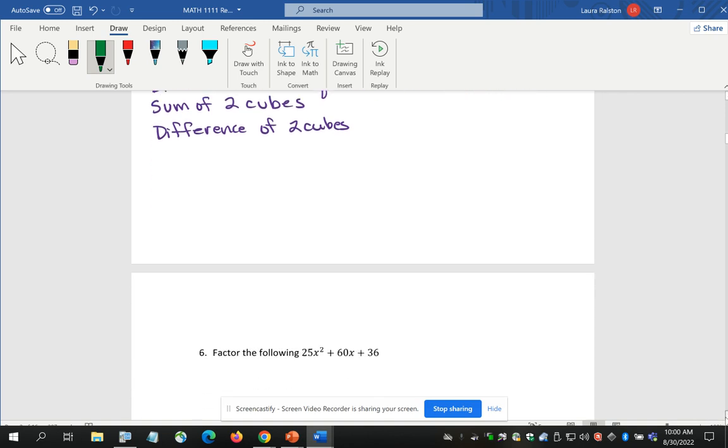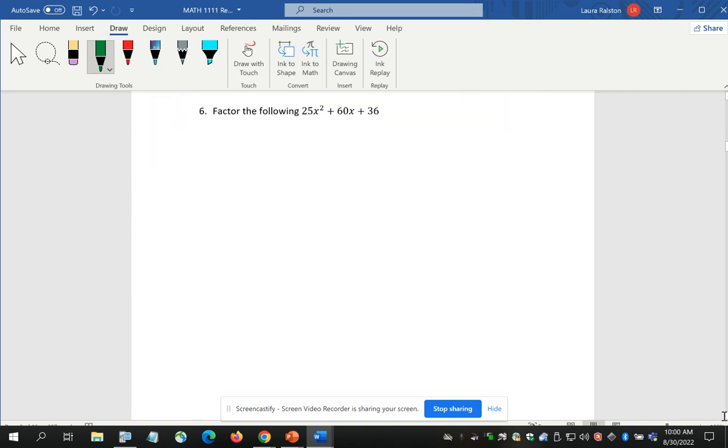Okay, moving on. The next one says factor the following. You have 25x squared plus 60x plus 36. There's, again, a variety of ways you can do it. Some people do it by trial and error. Some people do it by grouping. I tend to use what's called the box method. And that may be a little challenging with these really big numbers, but we're going to give it a shot.